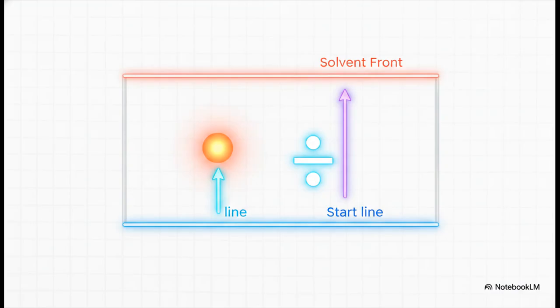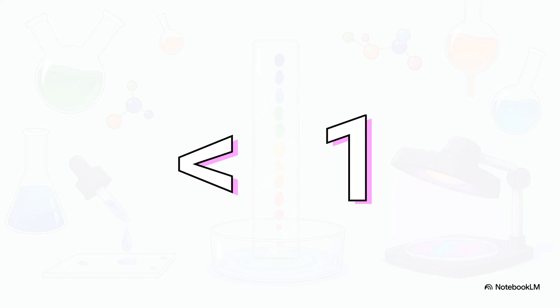To properly quantify our results, we calculate something called the retention fraction, or the RF value, for every single spot on our plate. The equation is beautifully simple, really. You just take the distance traveled by the sample, and you divide it by the total distance traveled by the solvent front. That's it.